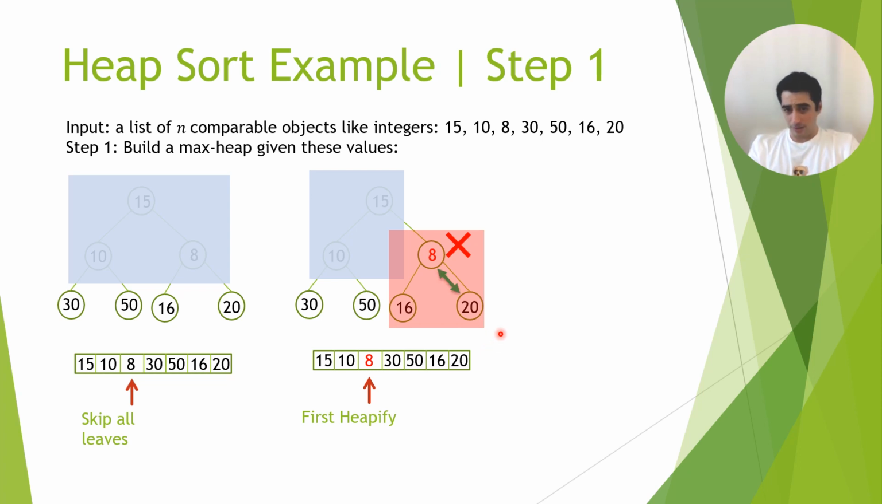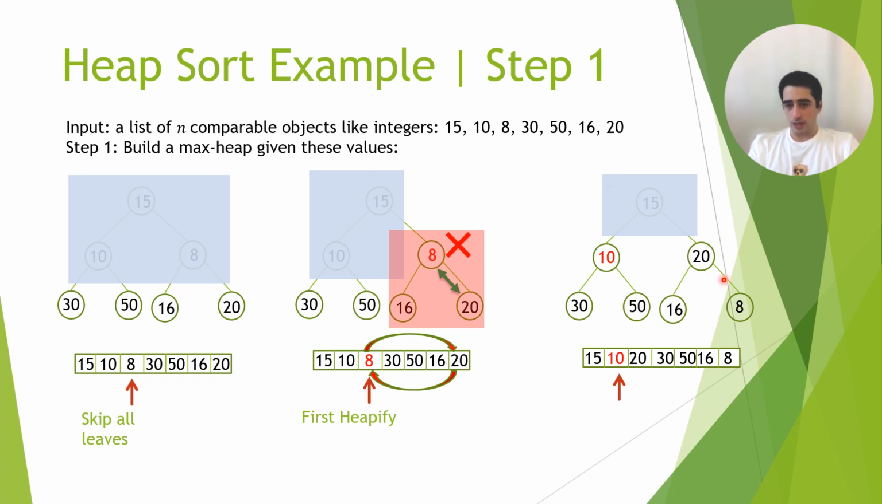We're going to swap it with the maximum child, which is 20. After you do the swap operation, we get to this state. We're going to have 8 in this node, 20 in this node, and that's the end of percolating down or heapifying the element at index 3.